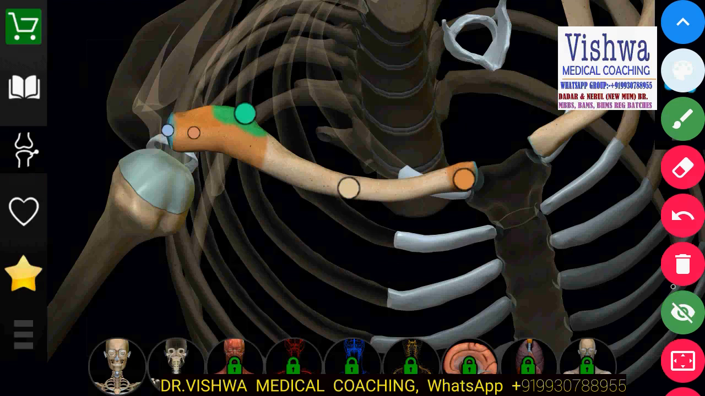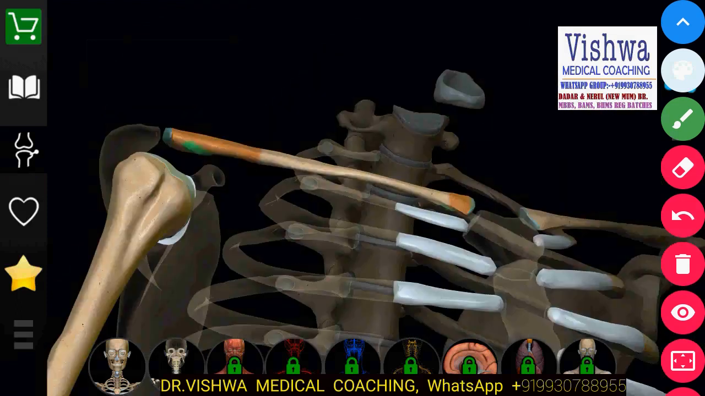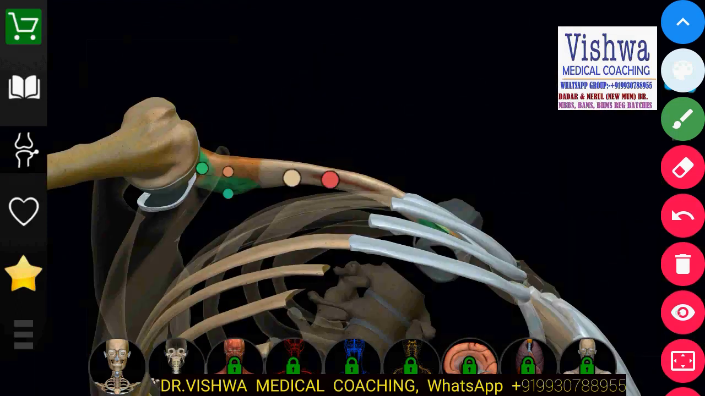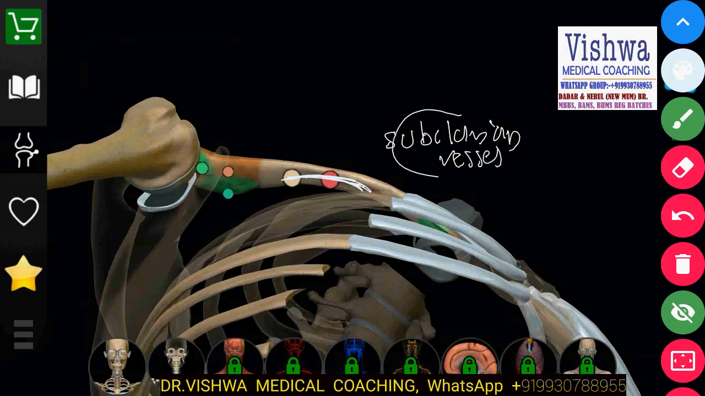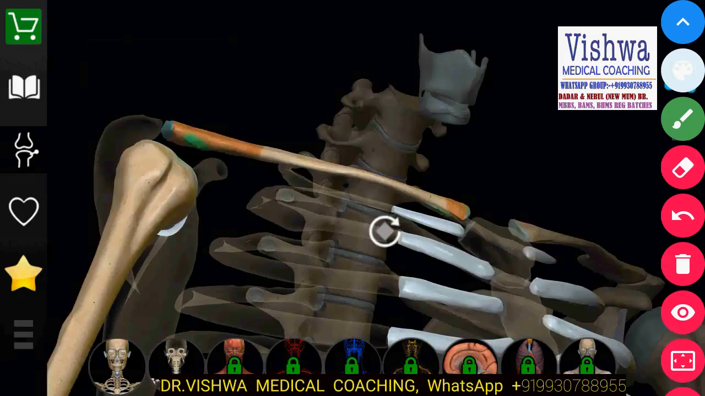What we have on the lower side: you can see, we have a small groove. If you can see properly, there is a very small groove here. It is where the subclavian vessels are, as well as the subclavius muscle. Subclavian vessels are located here. So we can mention those points for the lower surface.